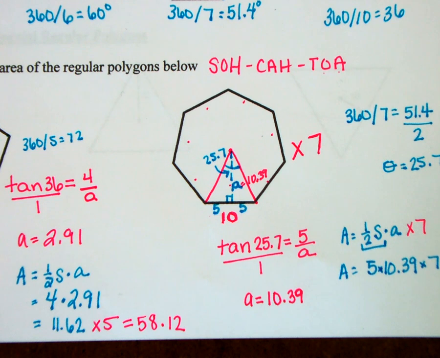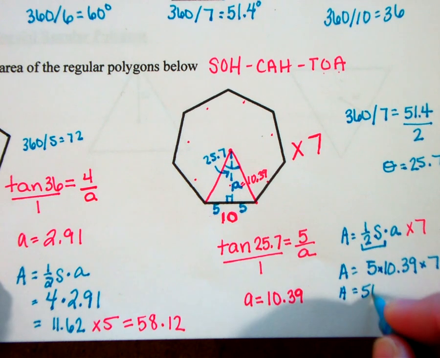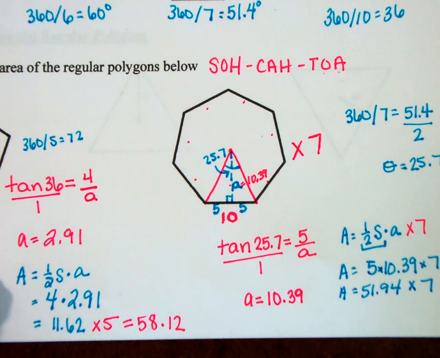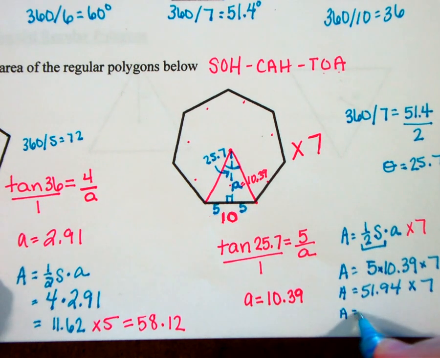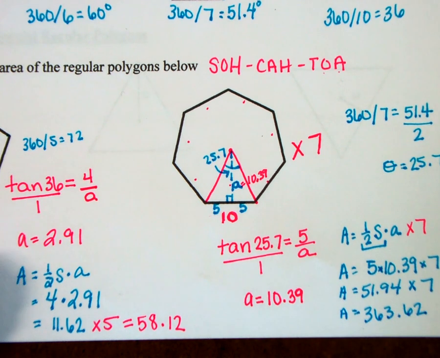So if you just times by 5, you'll get 51.94. And then don't forget you have 7 of those triangles. Okay. This is where it's going to be super important that you check your answers with the back to make sure that you're on the right track.